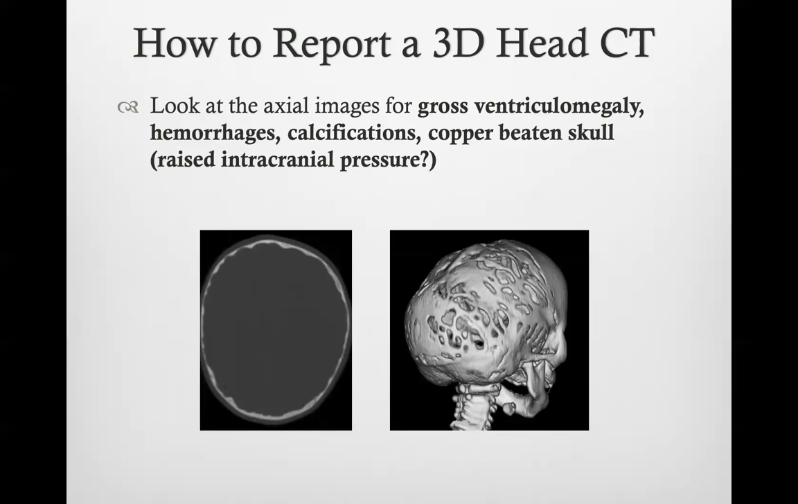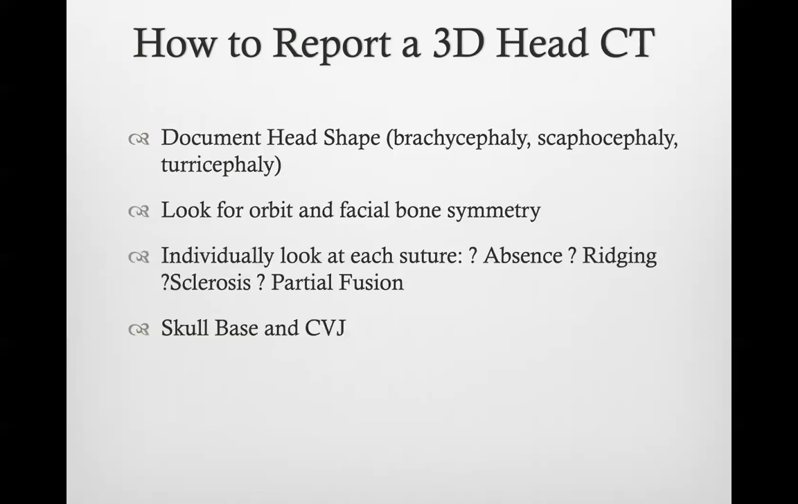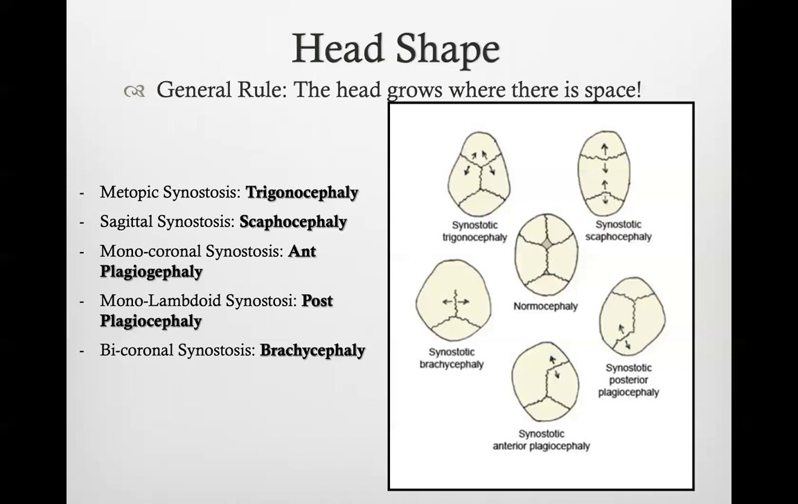But please remember, raised intracranial pressure is a clinical diagnosis, and radiologically we can just support it, but we should be very careful not to overcall these abnormalities. We document the head shape, we look at the orbits and facial bone asymmetry, and we look at each suture, describing whether it is absent, or if there is ridging, sclerosis, or partial fusion. But do not forget to look at the skull base and craniovertebral junction. For head shape, we have trigonocephaly, which is diagnostic of metopic synostosis, scaphocephaly, sagittal synostosis, then anterior or posterior plagiocephaly, or a brachycephaly in case of bicoronal synostosis. So it's the short skull.